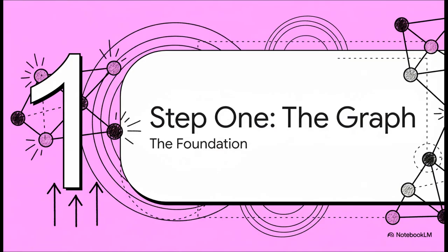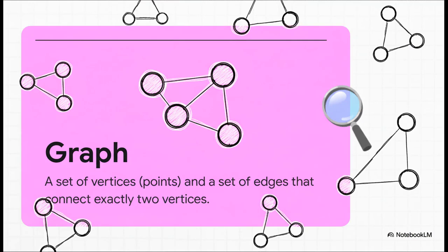Okay, so to really understand where we're heading, we've got to start with the basics. The simple graph. This is the foundation for everything else we're going to talk about. So a graph is our starting point, super fundamental. You've got your points, we call them vertices, and you've got your lines that connect them, we call those edges. Now the key thing to remember about a standard graph is that every single edge connects exactly two vertices. It's always a one-to-one pairwise relationship.